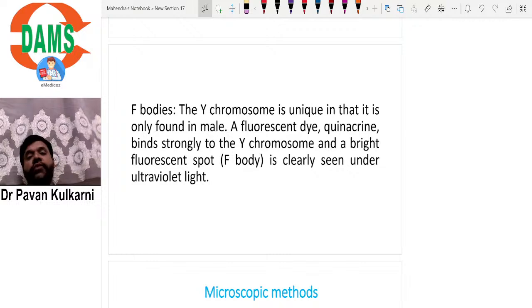So here the question comes: first of all, where do you see F bodies? F bodies are seen on the Y chromosome. What is the fluorescent dye that is used? Quinacrine. What is the source of light used for identification of F bodies? Ultraviolet. So similar to the bar bodies, F bodies are also used in the identification of gender. F bodies are specific for males. Bar bodies are specific for females.